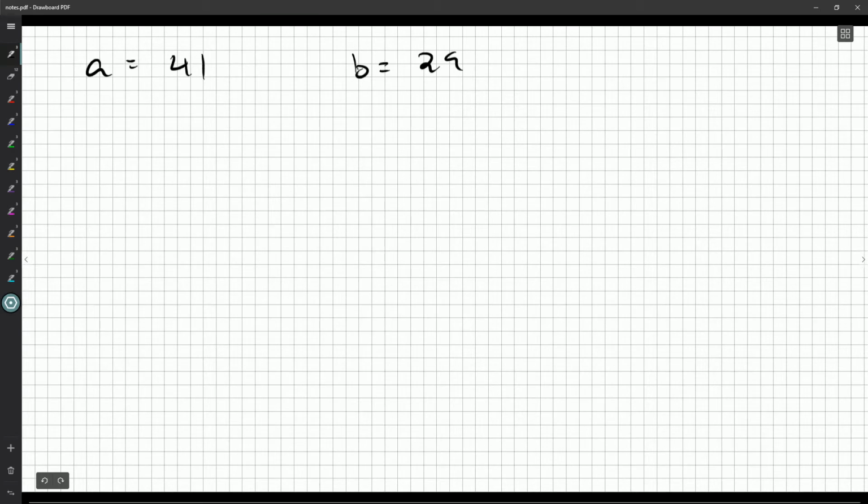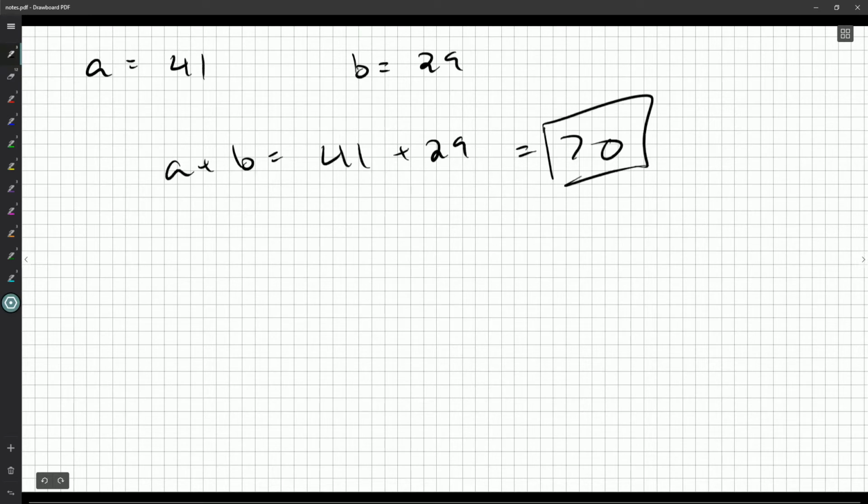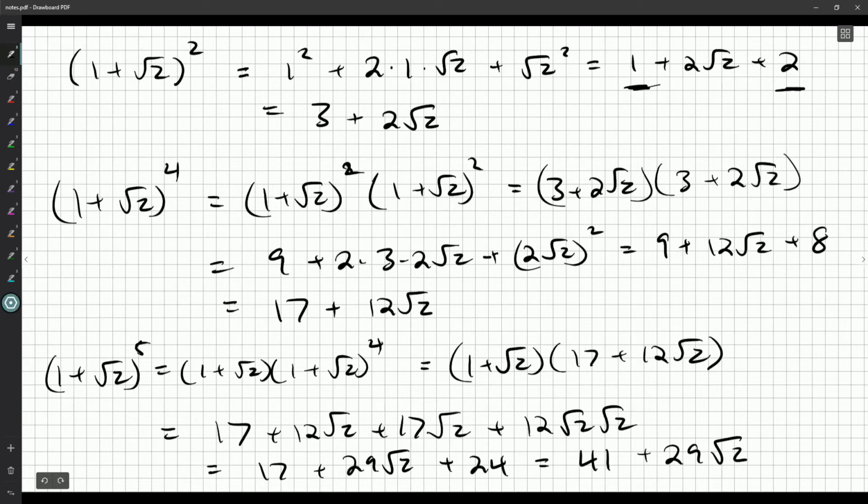Here's my a, here's my b. They want to know what a + b is. 41 + 29 is 70, and that is going to be my final answer. 70, and just quickly double checking the arithmetic here: 24 and 17, yep, that's 41. Okay, so I'm happy with my answer, and hopefully you are as well.